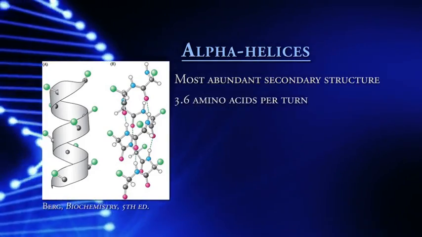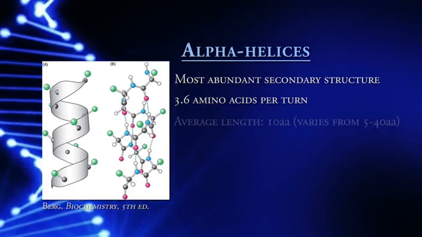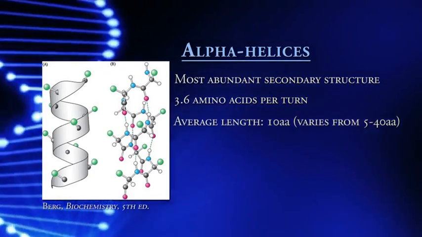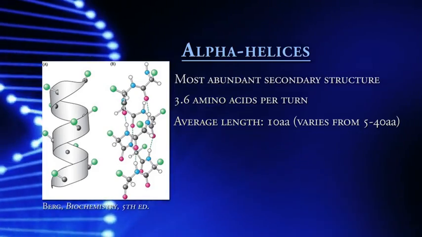There are about 3.5 amino acids per turn of the helix. The average length of an alpha helix is about 10 amino acids, but they can be as short as 5 or as long as 40 amino acids.